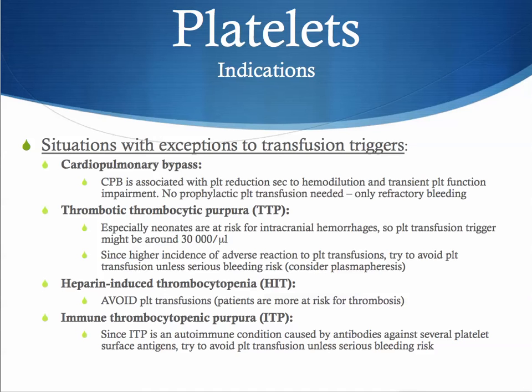In heparin-induced thrombocytopenia, HIT, since this is based on your drop in platelet count is an indication of thrombus formation, avoid platelet transfusions. The more platelets you give, the more you put this patient at risk for thrombosis. ITP is an autoimmune condition. It's caused by antibodies against several platelet surface antigens. The more platelets you give, the more transfusion reactions you will have, and it sets you up for more thrombotic events. Only give platelets when you have serious bleeding concerns.